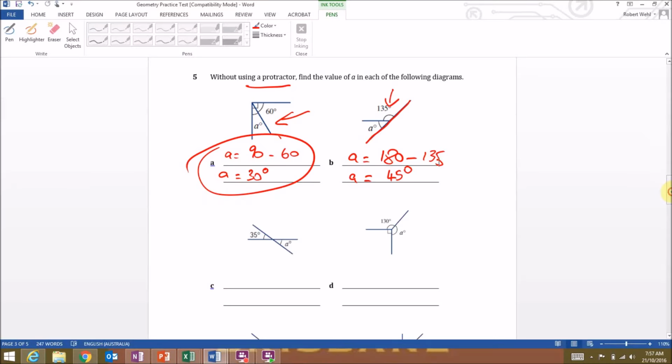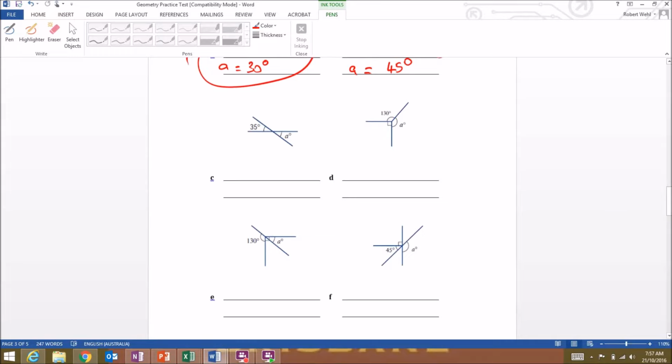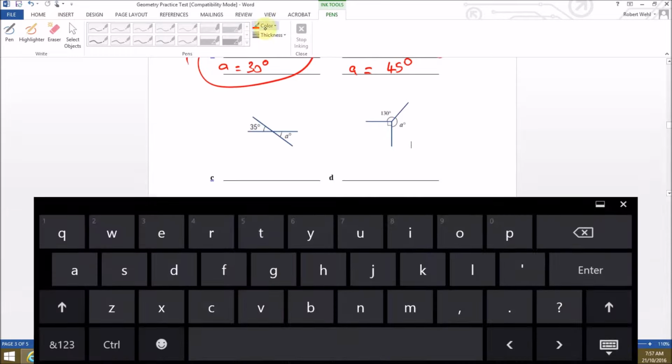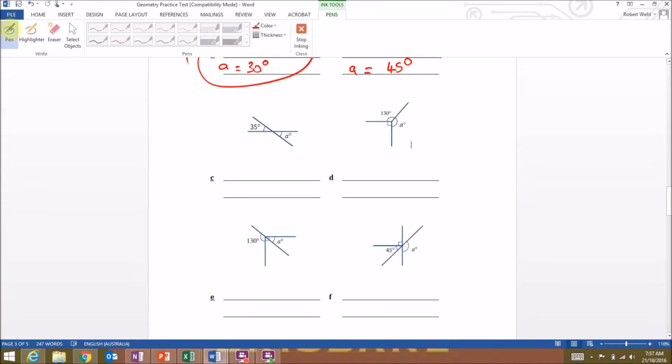Okay, so C, once again, these two angles that are opposite each other. Angles that are opposite each other are vertically opposite. So that means that A equals 35 degrees. And I'd actually put here vertically opposite, something that I'd write out.